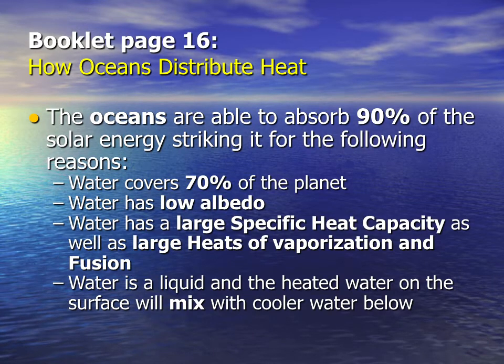Now, oceans are able to absorb 90% of the solar energy striking them for the following reasons. Water covers 70% of the planet. Water has low albedo, so it doesn't reflect that much. It actually absorbs a lot of the energy from the sun. Water has a large specific heat capacity, as well as large heats of vaporization and fusion. And water is liquid, and the heated water on the surface mixes with the colder water below.